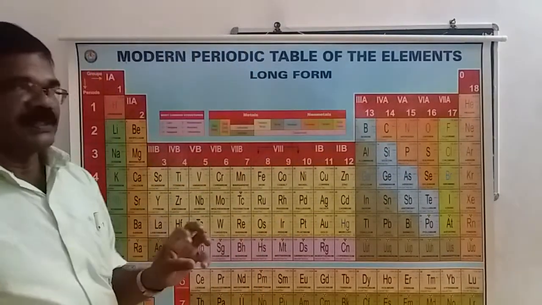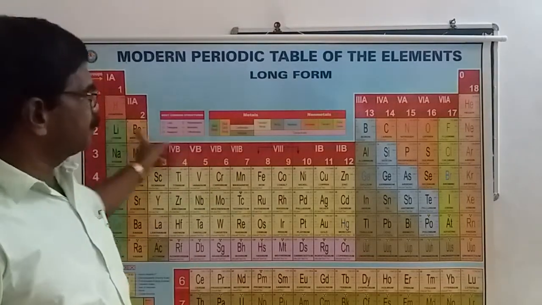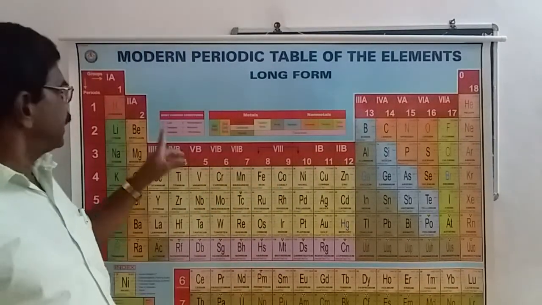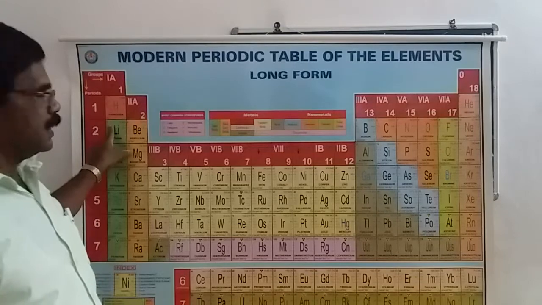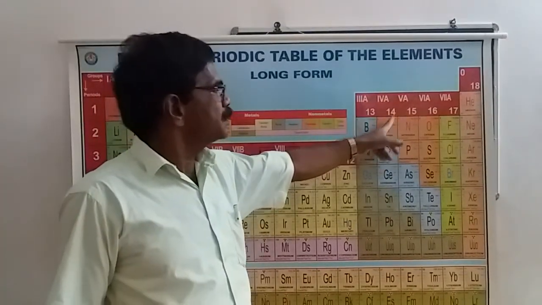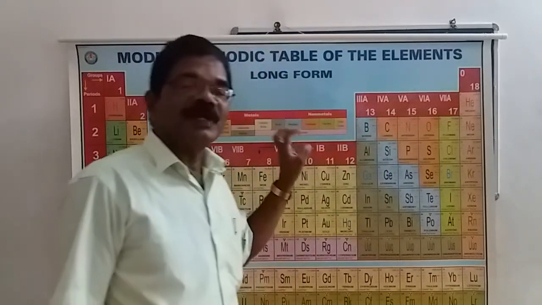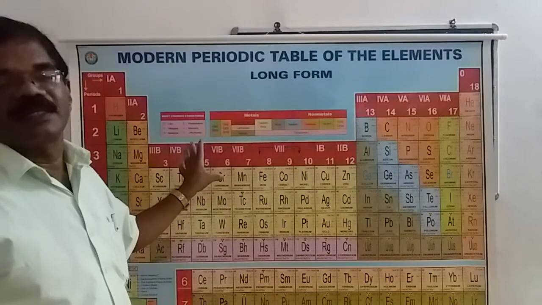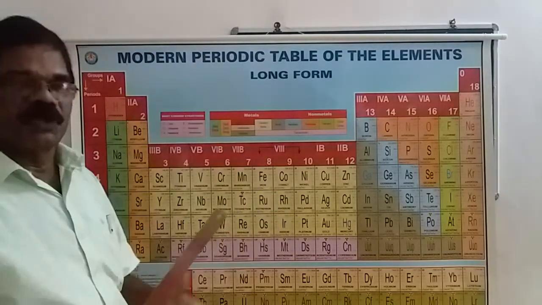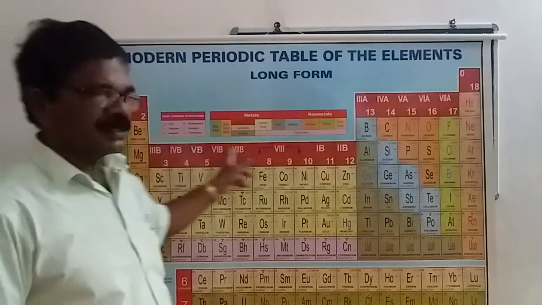Though they have only two shells, the nuclear charge increases from left to right, one by one. That is lithium 3 positive, beryllium 4 positive, boron 5 positive, carbon 6 positive, nitrogen 7 positive, oxygen 8 positive, fluorine 9 positive. Gradually it attracts electrons more towards the center, so the size of the atom decreases.